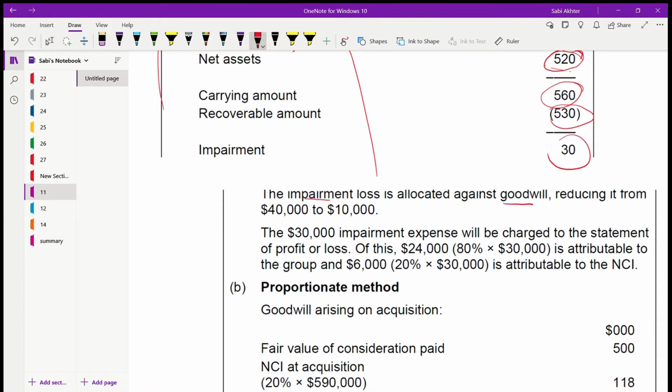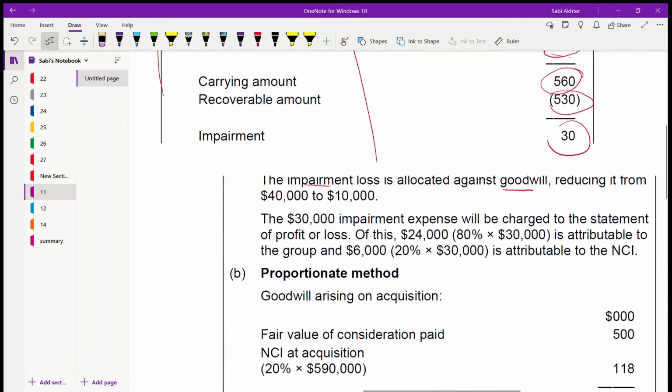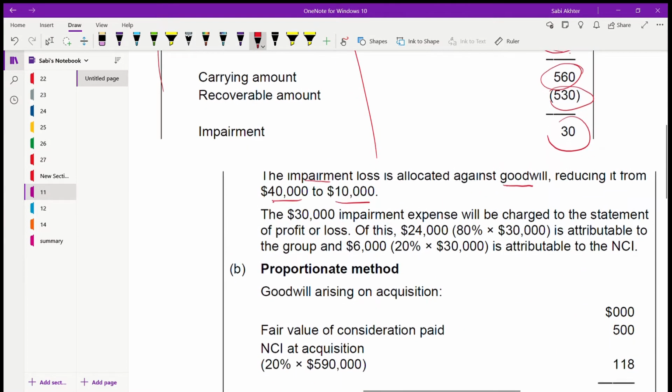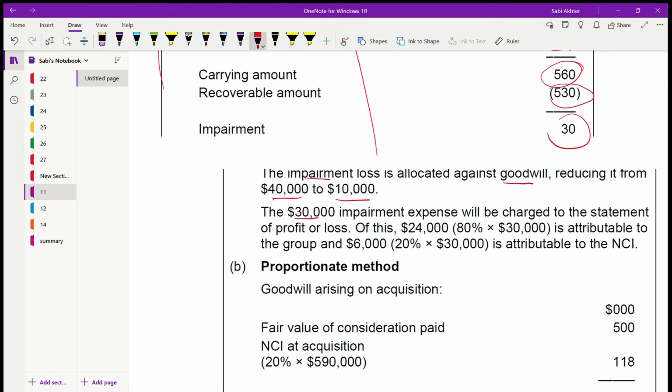So goodwill is how much? Goodwill, if you have calculated, it is 40. That means 40 will be reduced to 10, 40 minus 30. And the impairment expense of 30,000 will be charged in the profit and loss. Out of this impairment, 80%, that means for the parent, 24,000 will be attributable to the group. The balance 6,000 is for the NCI.